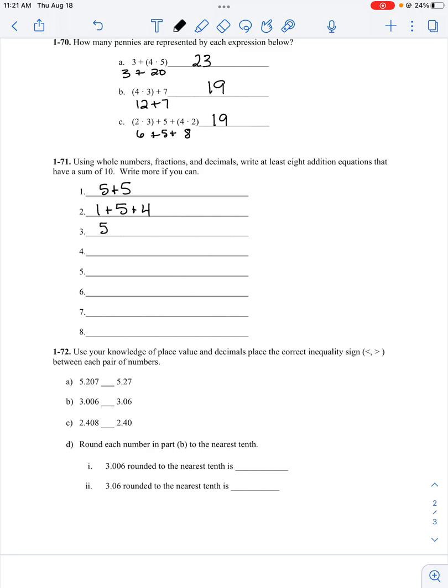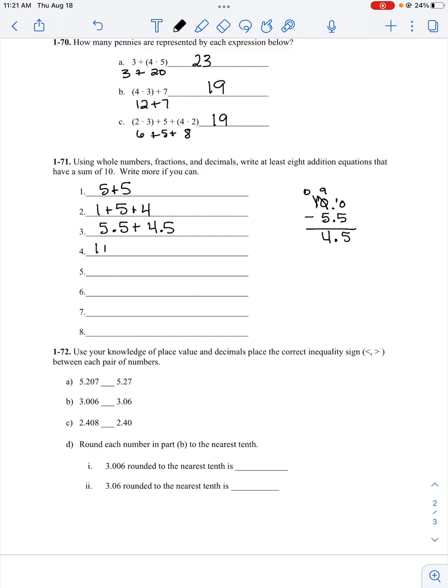I could do 5.5 plus, well, I might have to do that. So 10 minus 5.5. 0 minus 5, I can't do it. I have to borrow. I can't borrow from this 0, so I have to borrow from the 10's place value. And then borrow again. 10 minus 5 is 5. 9 minus 5 is 4. I carry down my decimal point. 5.5 plus 4.5 is 10.